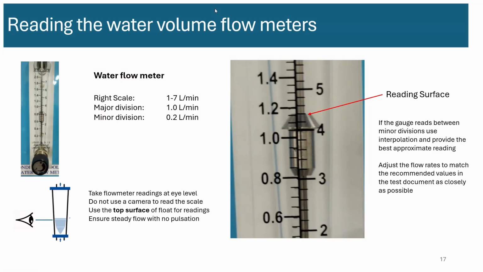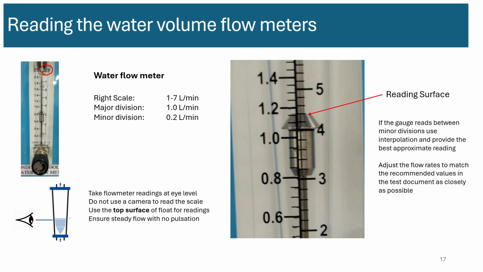now let's discuss some best practices involved in reading some of the measurement devices in our system. Start with the water volume flow meters or rotameters that we are using. There are two such meters. Both of them have the same model number, same scale. The scale on the right is in liters per minute, and that's what we will use. Scale on the left is gallons per minute. We are not going to use that. For the right scale, it varies from 1 to 7 liters per minute.